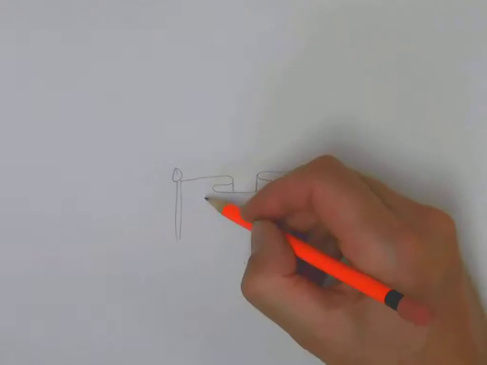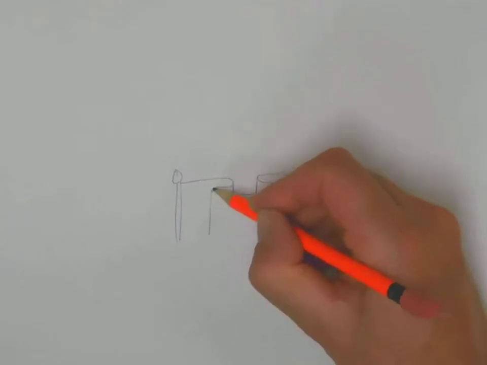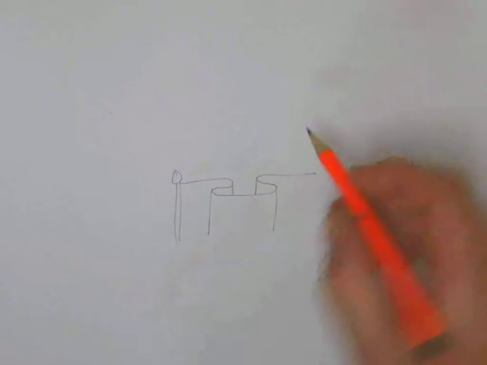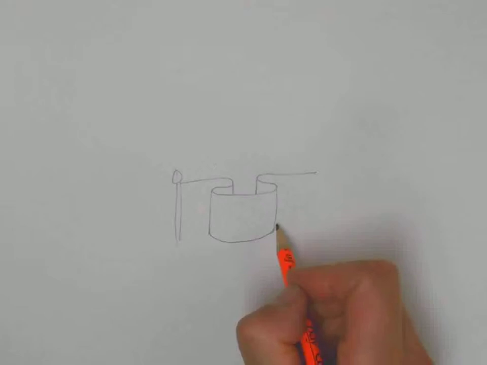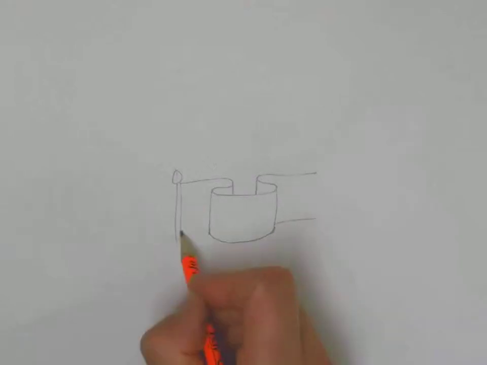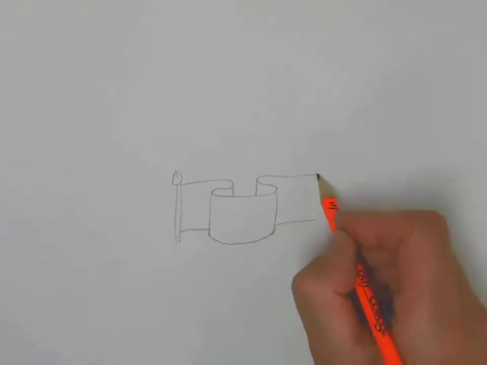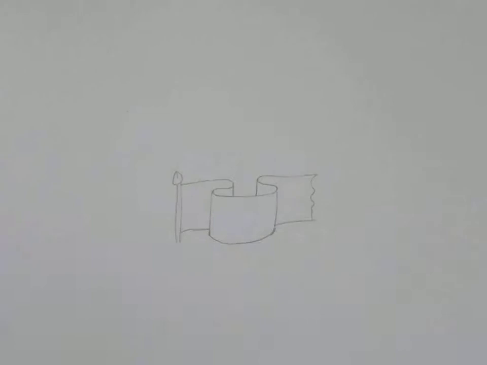Okay, then I'm going to do the same thing with these lines. I'm going to pull these lines down, and then I'm going to connect these lines like so. Then I'm going to add some lines here, and I can make it a little wavy. And then you've created a flag that's blowing in the wind, and those are always fun to make.